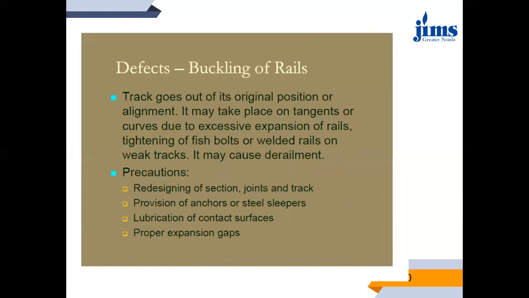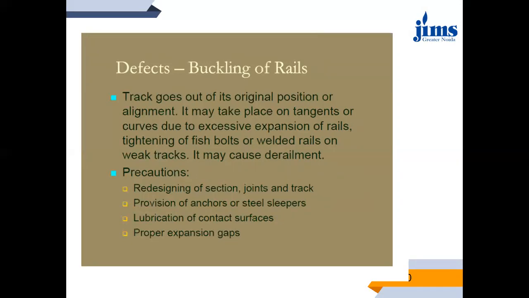Then there is one more defect called buckling of rails. Just like columns, buckling of rails is also the lateral deformation or the lateral sway of the rail section. In buckling of rails, the track goes out of its original position or alignment. It may take place on tangents or curves due to excessive expansion of rails. Then tightening of fish bolts or welding on weak tracks may cause derailment. Ultimately, this buckling of rail can be seen if there is a deficiency in the fastening devices itself, and it mostly arises in case of the derailment itself.